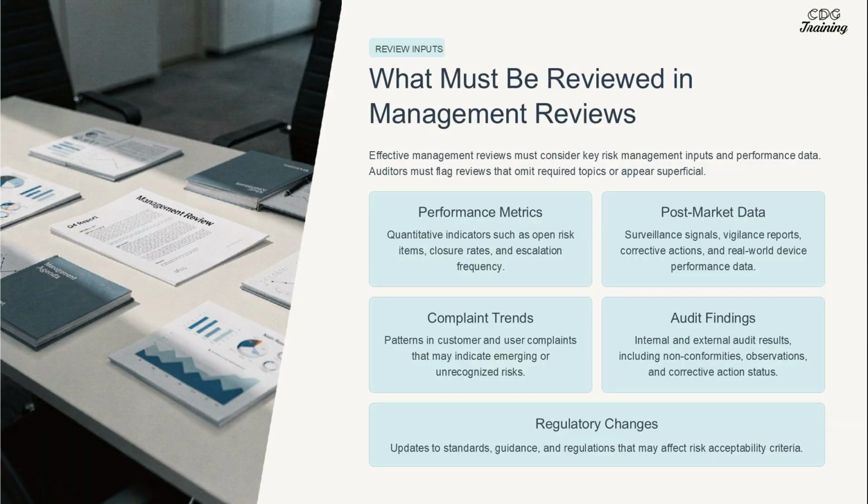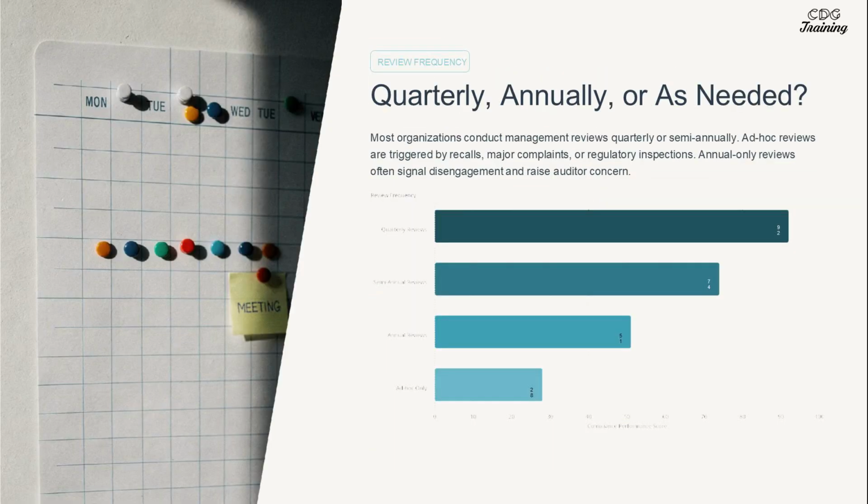Effective management reviews must consider key risk management inputs and performance data. Auditors flag reviews that omit required topics or appear superficial, ensuring comprehensive evaluations. Organizations conduct management reviews quarterly or semi-annually. Ad hoc reviews are triggered by recalls or major complaints, while annual reviews signal disengagement and raise auditor concern.